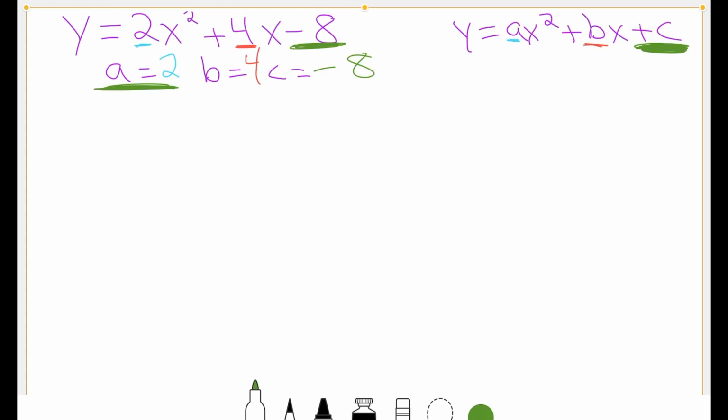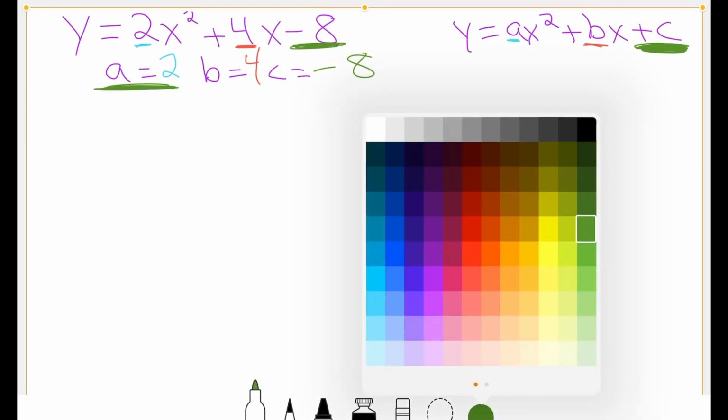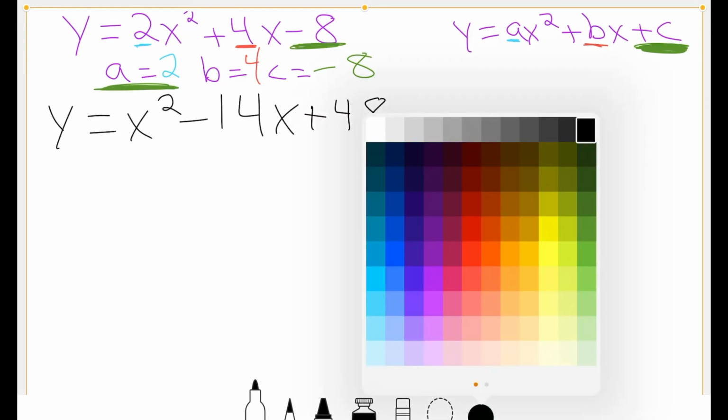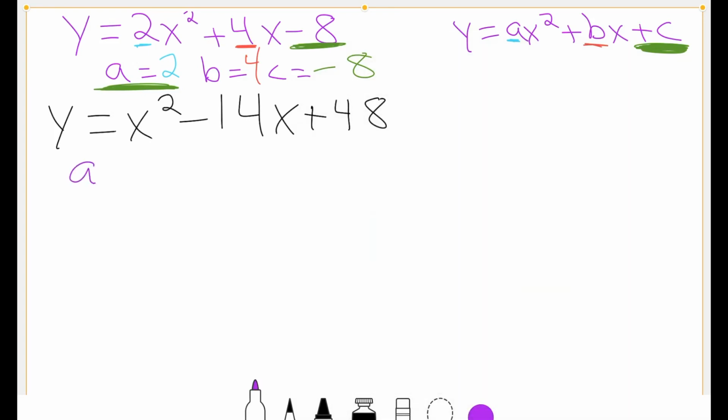So we're not talking about these kinds of problems. I'm talking specifically if we had, for example, a trinomial that says y equals x squared minus 14x plus 48. So our a is that imaginary 1 right in front of that x squared. So if our a equals 1, that means we can go straight into our big X method.